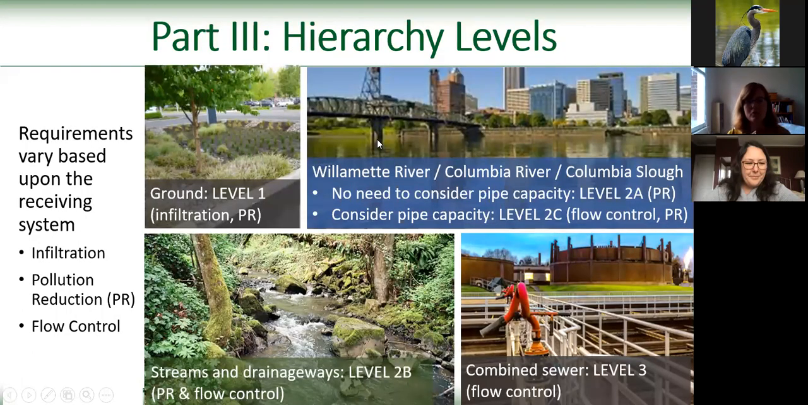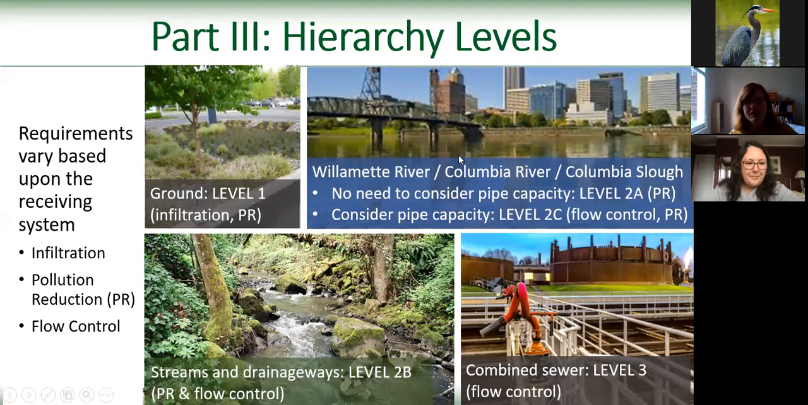And now we're in part 3 of the presentation, and this is the hierarchy levels. The hierarchies give different requirements based on what the receiving system is. And there are 3 main types of requirements: infiltration, pollution reduction or water quality, and flow control. So level 1 is if you're going to be infiltrating the 10-year storm event. In these facilities, you have to provide pollution reduction and infiltration of the 10-year event. And that's where the water is going to groundwater, into the ground.